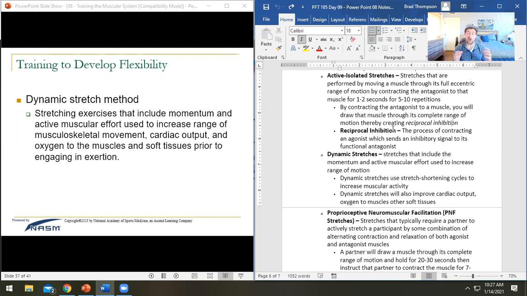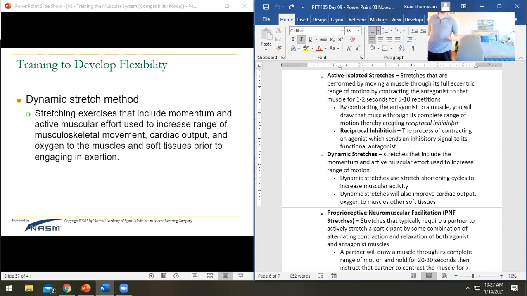Reciprocal inhibition is where if I contract my pec muscle, it will tell my upper back to relax. But if I contract my upper back muscle, it will tell my pec to relax. So I'm trying to stretch out my pec and I contract my upper back over and over again. I'm basically sending signals that say, contract, relax, contract, relax, right? And so I'm saying, shut down, relax, relax, relax. That's really great because that might give me a deeper range of motion.